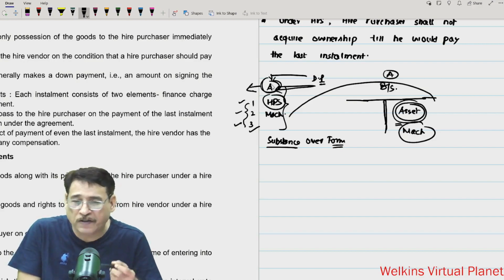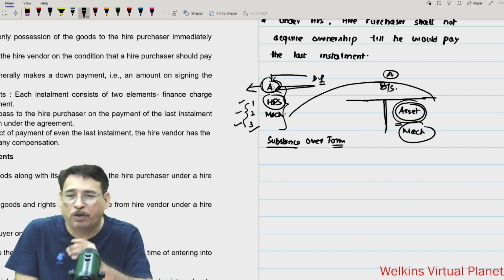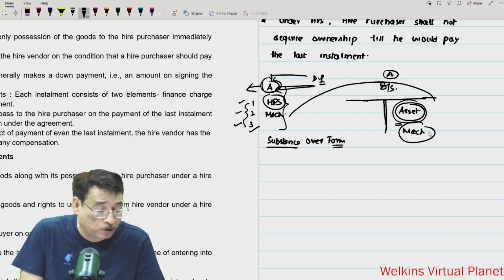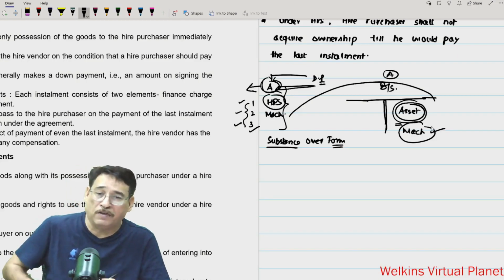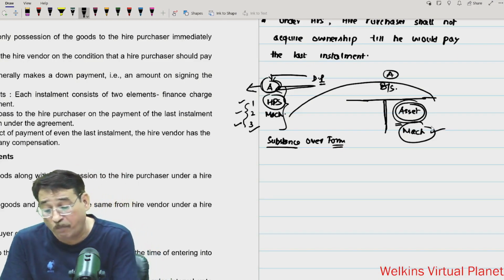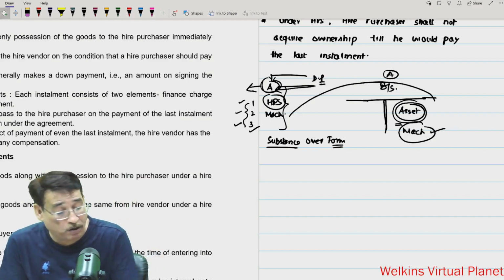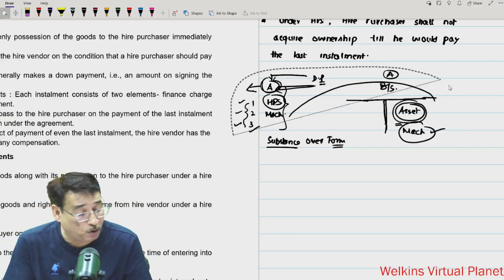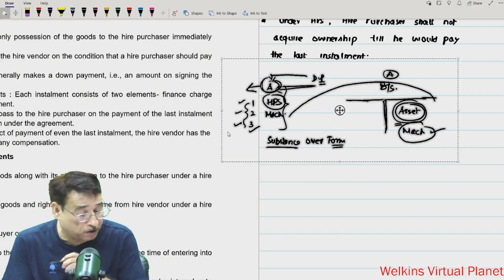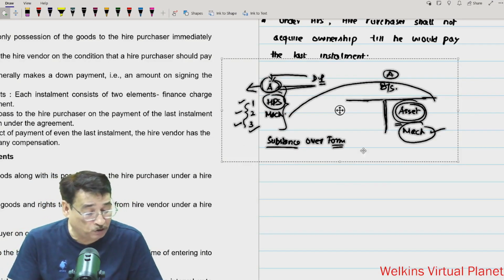A, or should I say hire purchaser, is not the owner of the asset, still he is going to show the asset towards what we call the asset side. So sometimes a question may be asked in this manner also. So you should be in a position to know all these things. Is it clear to you? Yes, sir. Now absolutely things are clear.